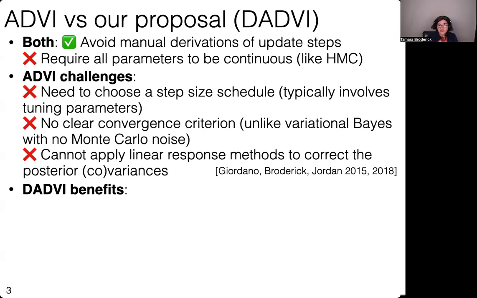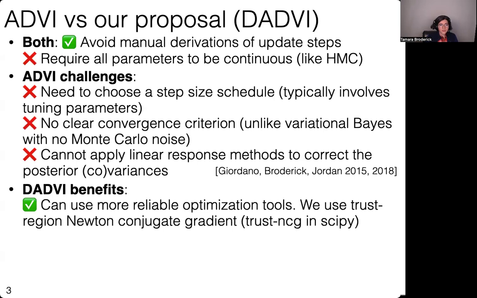Okay, and so DADVI basically addresses these concerns. One, because once we've taken those Monte Carlo draws, we have this deterministic optimization objective that we have full access to, we can use modern off-the-shelf optimization tools. And so in our experiments in particular, we use trust region Newton conjugate gradient. And again, this is just an off-the-shelf tool in SciPy.